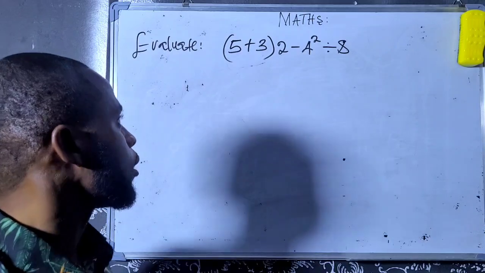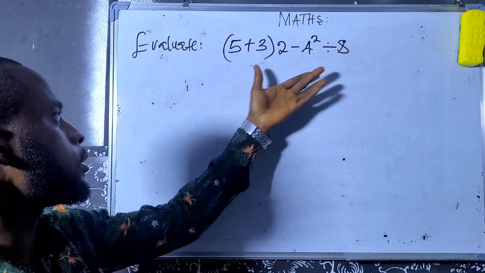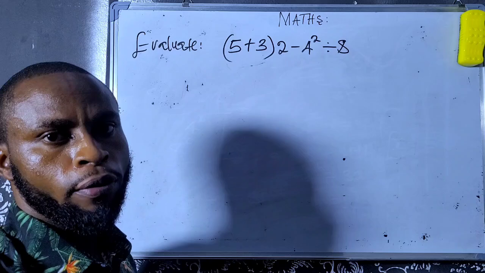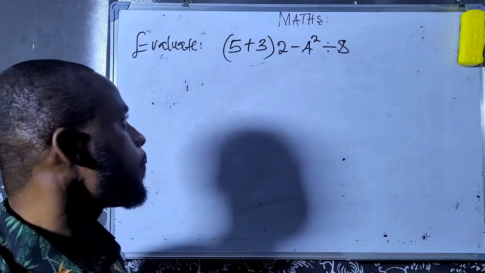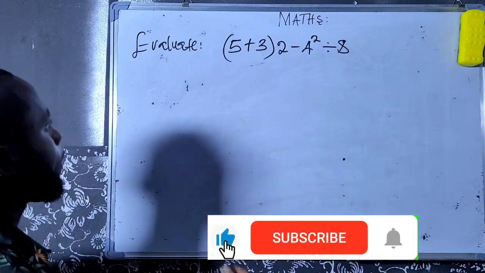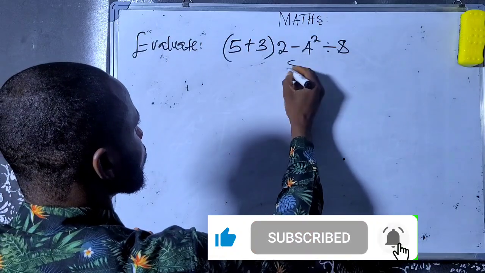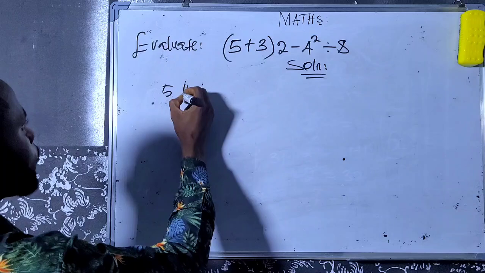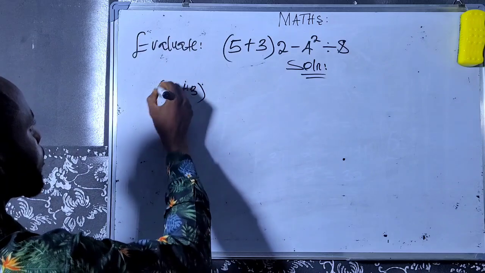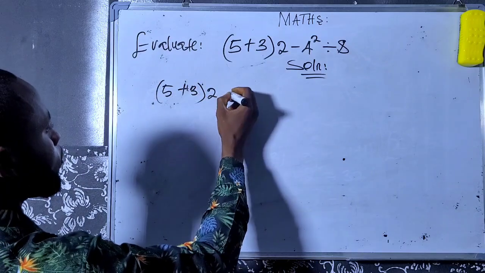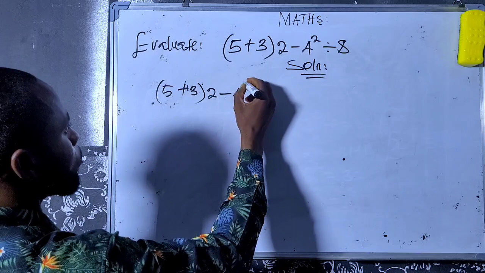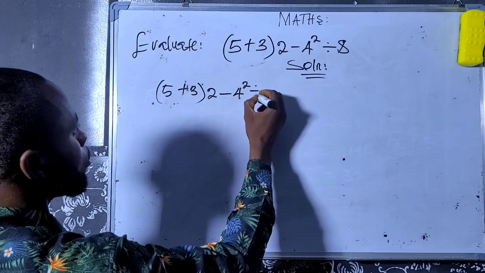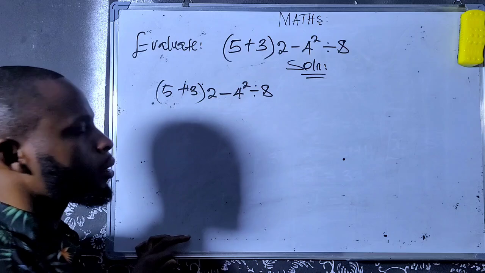Let us learn how to evaluate this expression in the correct order. Now, we have here the solution. We have 5 plus 3 in parentheses multiplied by 2 minus 4 to the power of 2 divided by 8.